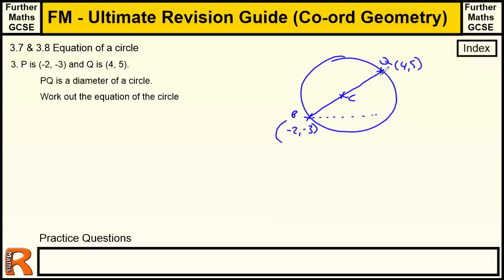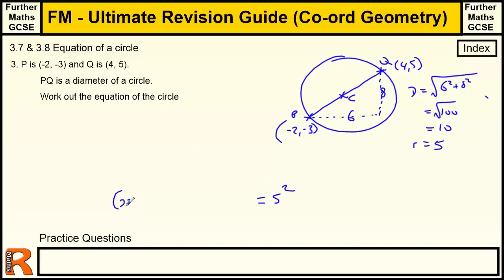So using a bit of Pythagoras, we're going across from minus 2 to 4, which is 6, and then going up from minus 3 to 5, which is 8. So the diameter is equal to the square root of 6 squared plus 8 squared, and that's just a standard pairing, so that's 100. And the square root of 100 is 10. So the diameter is 10, so the radius is 5. So that tells us the r bit on our equation, so we're going to have it equal to 5 squared.